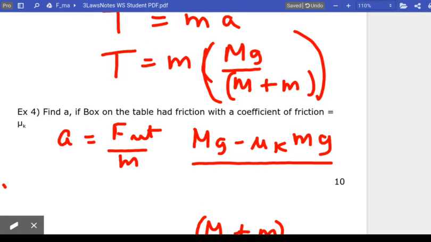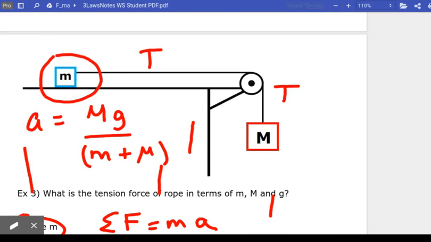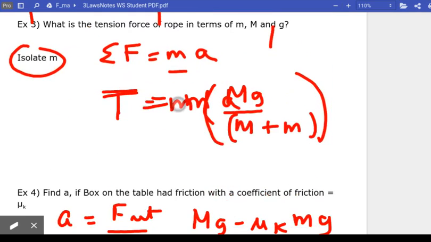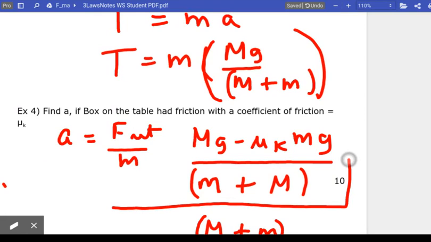Find the acceleration if there's friction. What if there's friction on the box? Well, acceleration still equals Fnet over m. The positive force or the clockwise force, let's look back. The clockwise force on the system is just Mg. That's the clockwise force, Mg. The counterclockwise force is the friction. And what is it accelerating? It's accelerating both the little m and the big M. And so here's your answer for your acceleration.